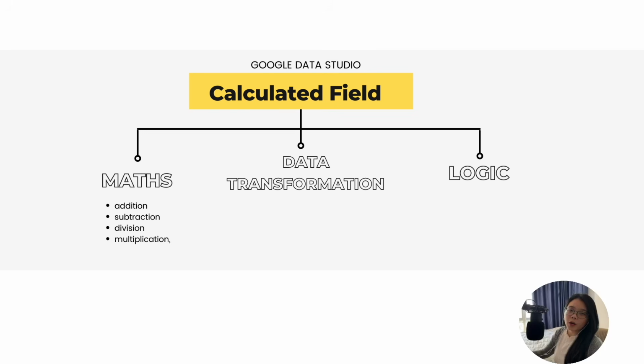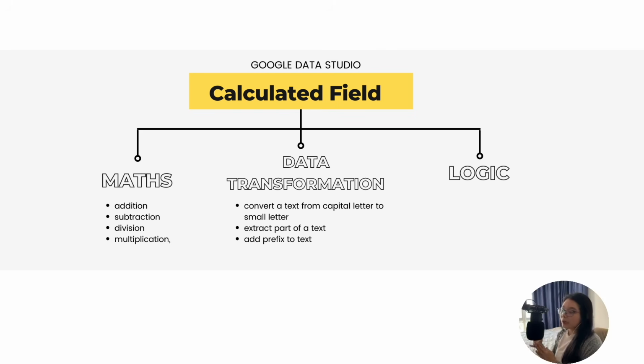To give you more ideas, here are some of the examples you can do with calculated fields. For example, for a maths category, we can do addition, subtraction, division, and multiplication with the numerics field. And then for data transformation, we can convert a text from small letter to capital letter or vice versa. And then we can extract part of a text or we can add a prefix to a text.